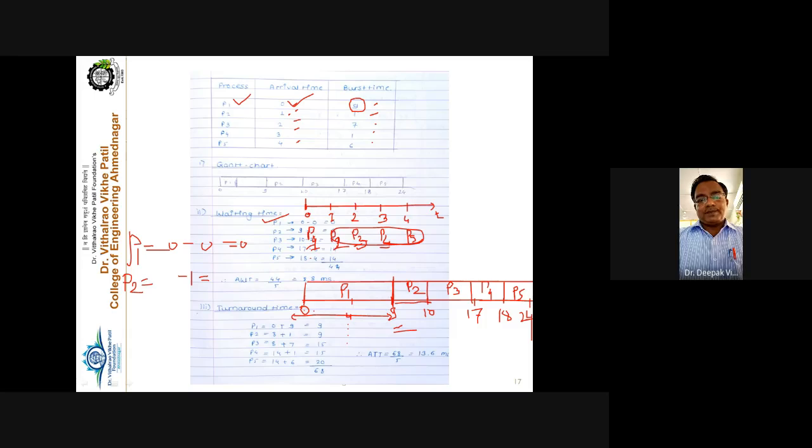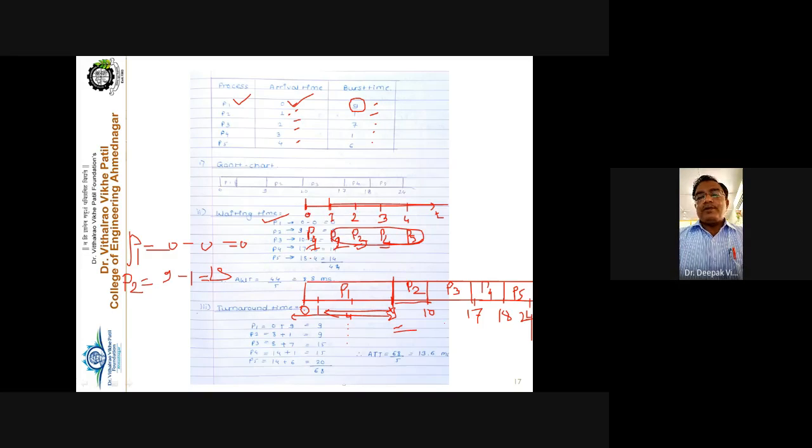So this is the way, but it has arrived at 1 millisecond. So 1 to 9 is only the waiting time for the process P2. Clear this point? So waiting time, because P2 arrived at 1 millisecond here. So this 1 to 9 only, that is the only waiting time for the process P2. So I can say that 9 minus 1, that is equal to 8 milliseconds.